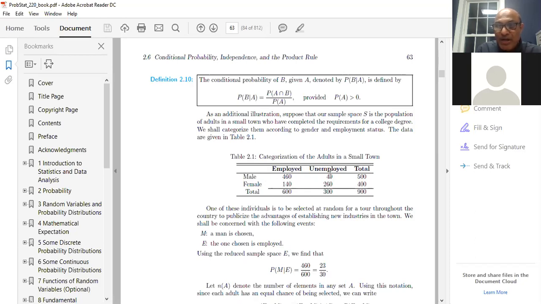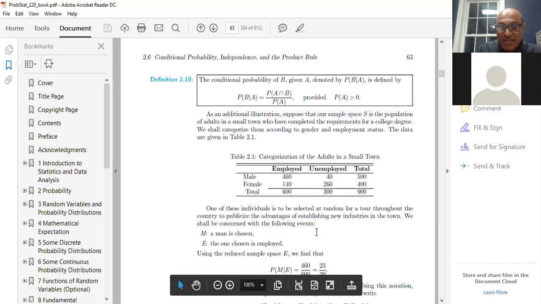Total male, employed and unemployed, there are 500. Total female, employed and unemployed, 400. 4 plus 5, that is equal to 900. Total employed, 460 plus 140, 600. Total unemployed, 40 plus 260, that is equal to 300. Total is 900, so both ways we have 900.